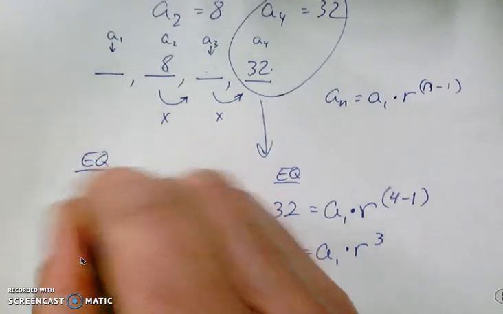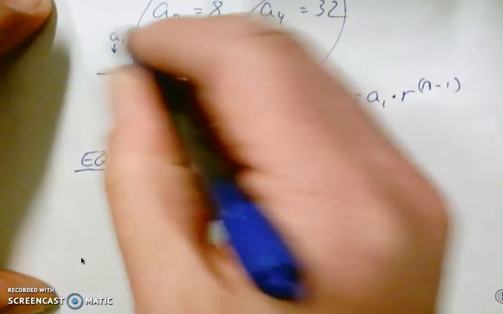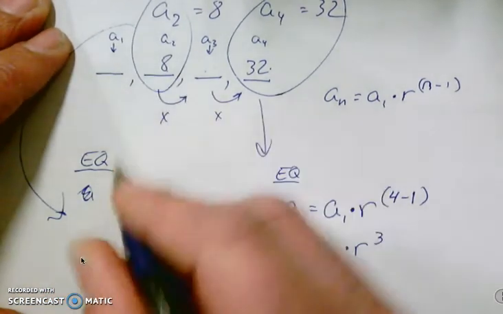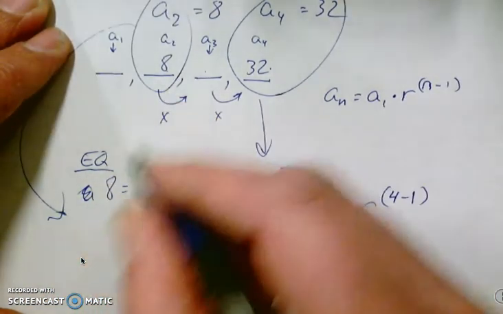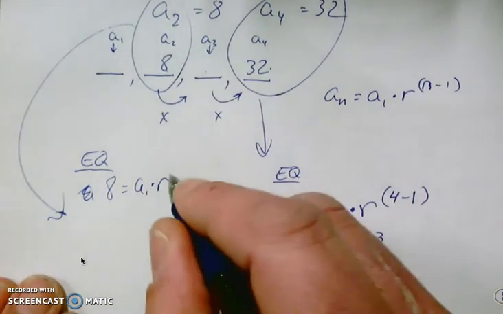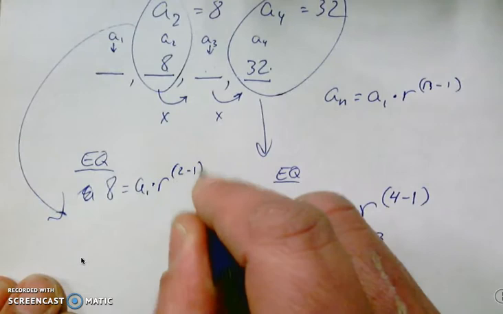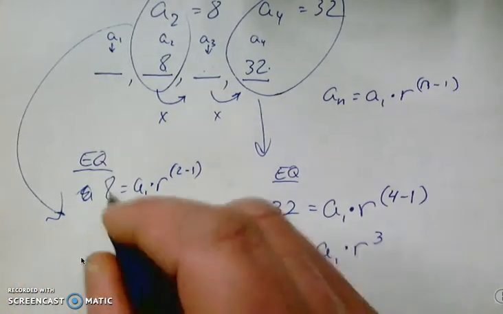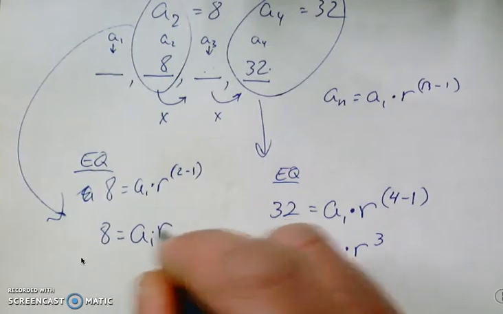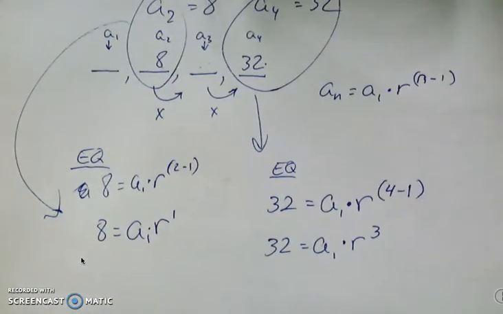The other equation we're going to do, the A2 equation, we can say 8 equals A1 times R. And this is the second one, so it's to the 2 minus 1. All right? So that's 8 equals A1 times R to the 1.